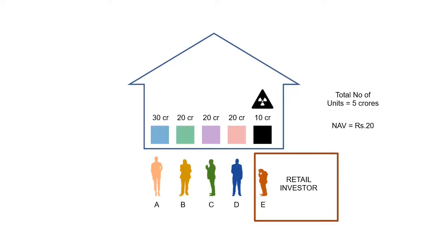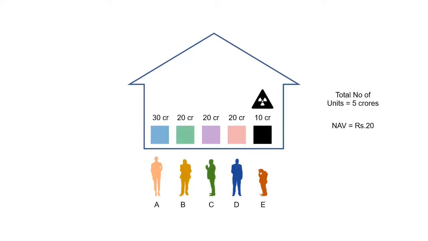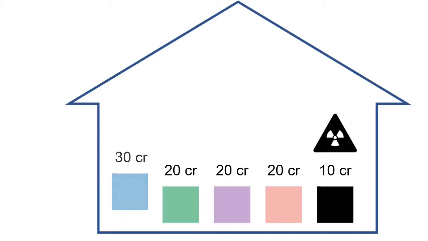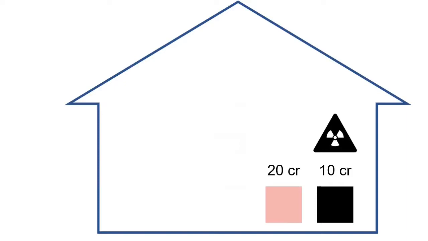Let us say Mr. A, B, C and D, being well-informed investors, somehow get an inkling that the bond of corporate 5 is likely to become toxic. In such a case, they would approach the mutual fund and redeem their units. Now remember, each of them holds 1 crore units and the NAV is rupees 20. So the mutual fund will have to sell assets totaling rupees 80 crores. So the mutual fund will sell bonds of corporate 1, 30 crores, corporate 2, 20 crores and corporate 3, another 20 crores, but that totals only 70 crores. So the fund will have to sell another 10 crores of corporate 4.